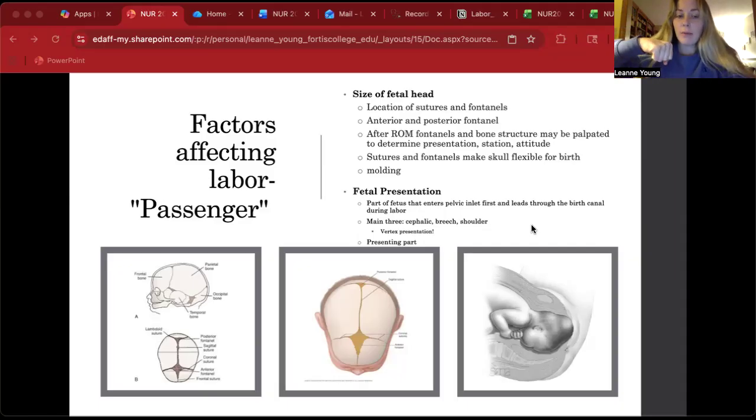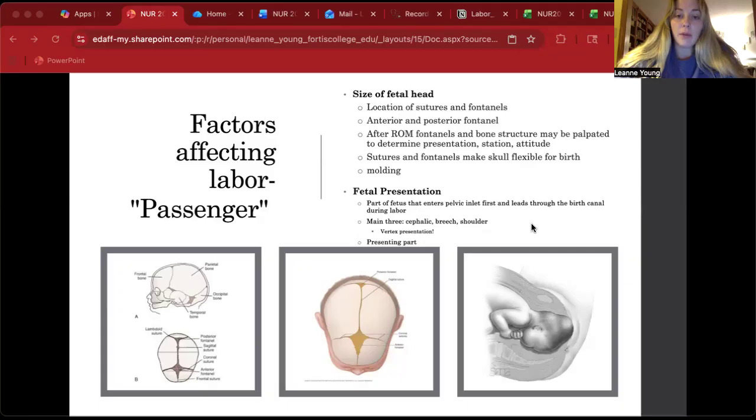If those fontanelles and sutures were not in place, that fetal head would not be able to pass through because there's no way that it would be able to mold to fit the shape of the vaginal canal as we're making our progression down through birth. So, sutures and fontanelles make the skull flexible to accommodate the birth passage and infant brain.